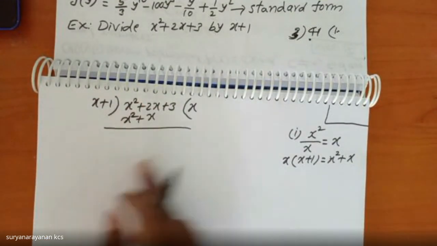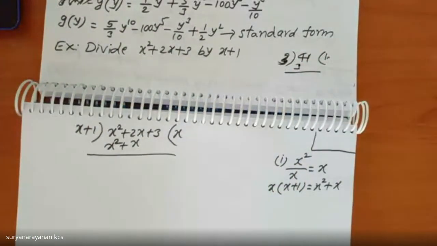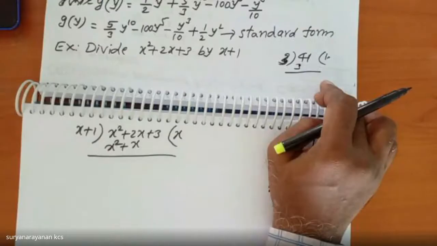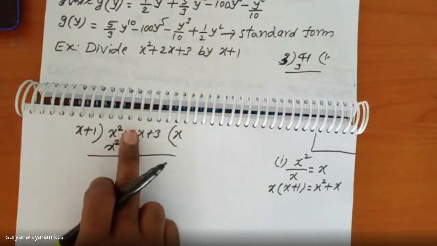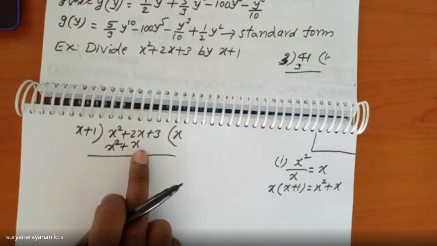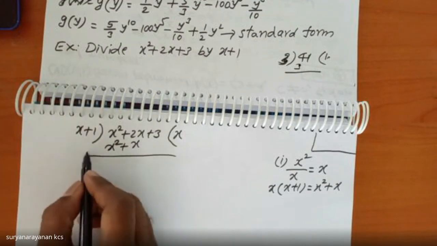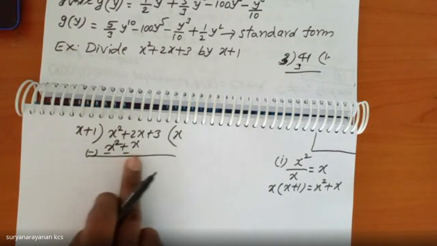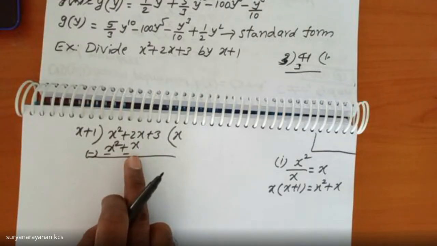Then what will you do here? Suppose 3 ones 3. After writing this number, what will you do here? So subtract. Very good. So we follow the same procedure here also. Subtract this polynomial from this polynomial. X square minus x square, what will you get here? Change the sign. Do you remember this rule? Change the sign of every term in the second line.